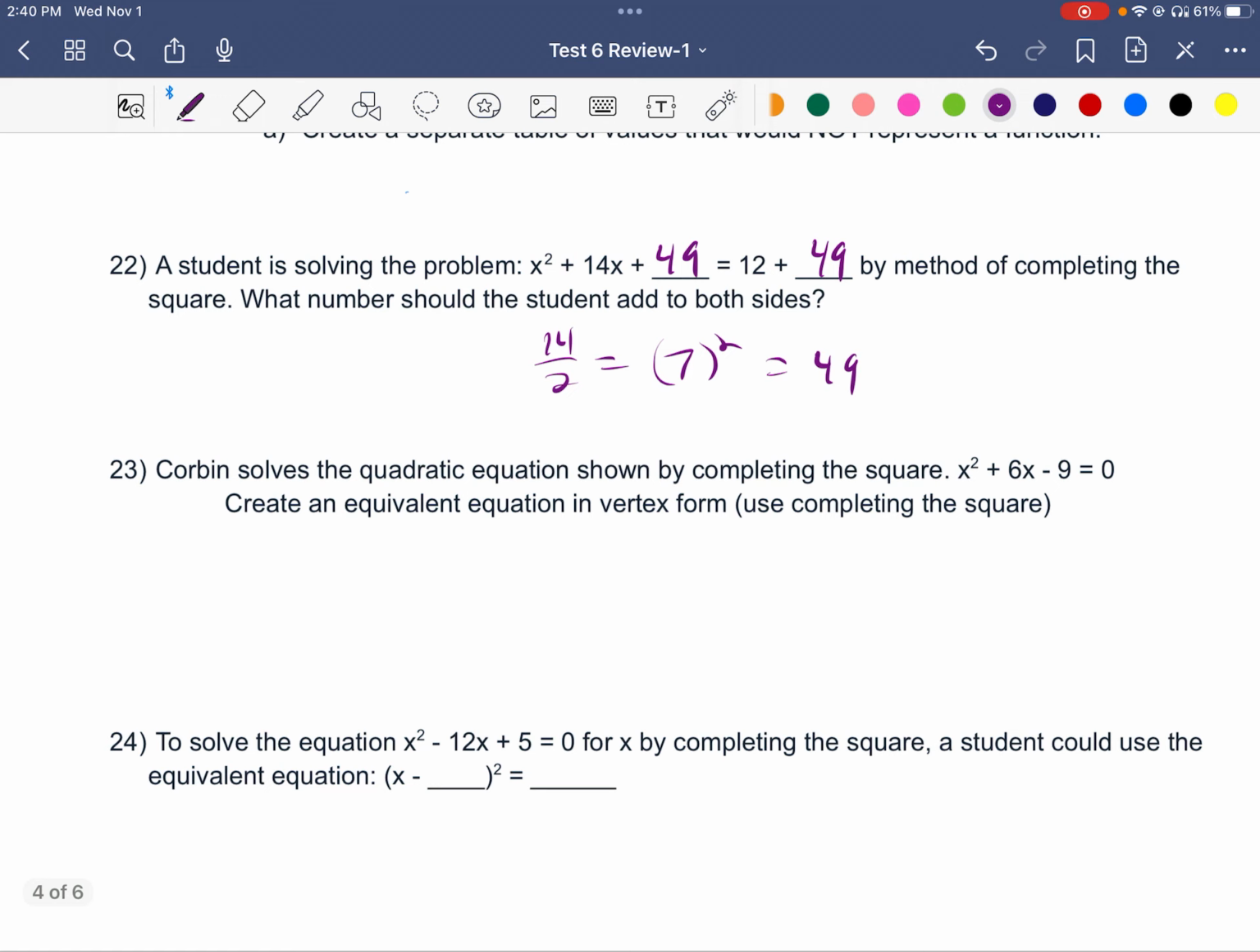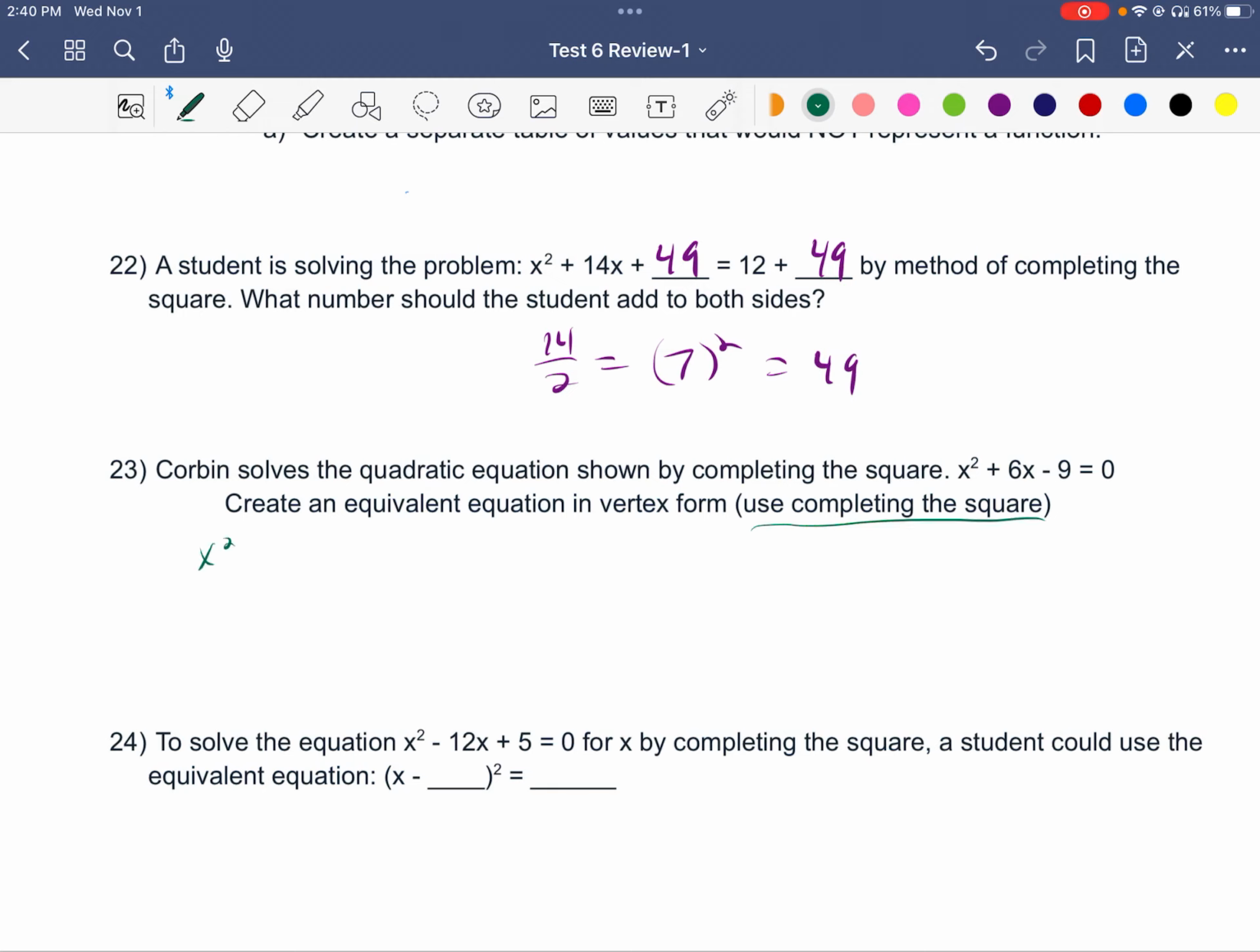Corbin solves that by completing the square. X squared plus 6x minus 9. Create an equivalent equation in vertex form. Use completing the square. So I put that there for a reason, so that I think it like actually asks you about the process. Make sure you can do this.